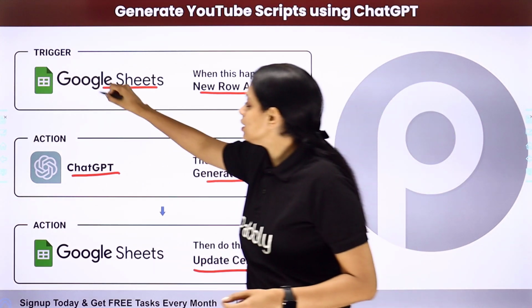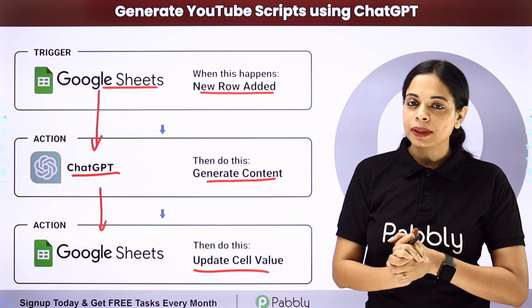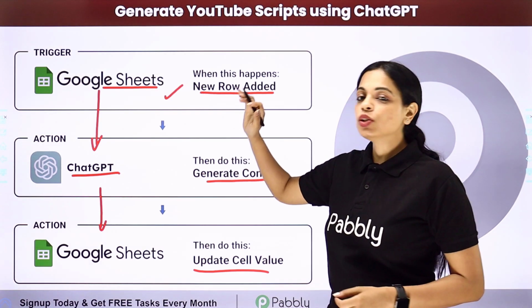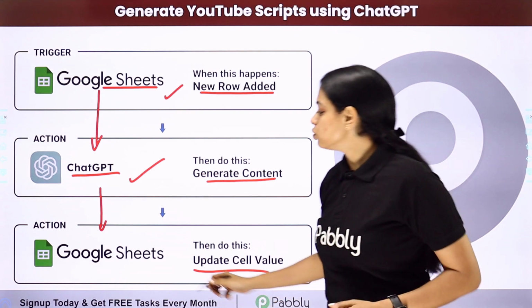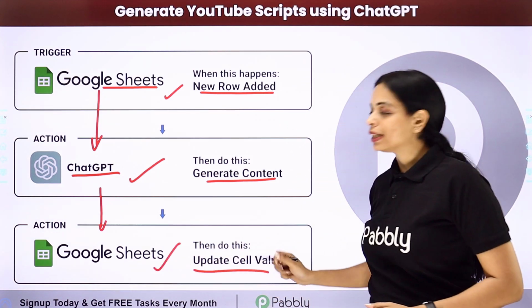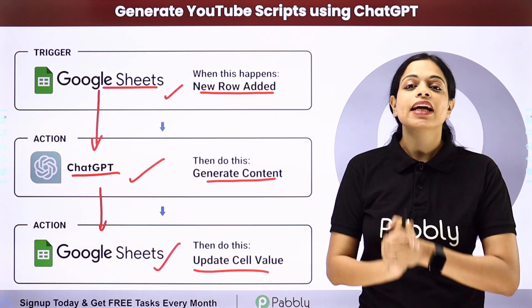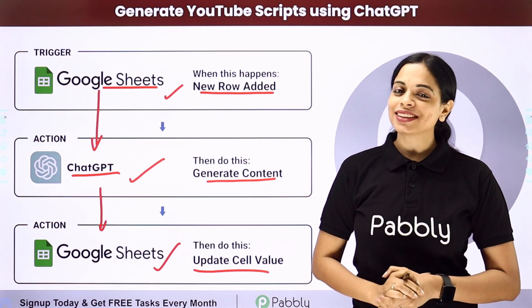For this, you will have to integrate the application, and the same thing can be done using Pabbly Connect software. So here your trigger application will be Google Sheets and your action application, initially it will be ChatGPT and then it would be Google Sheet where you are going to update the cell value. Now, how could you do this yourself? Integrate and automate this entire process. To understand that, let me take you to my screen.